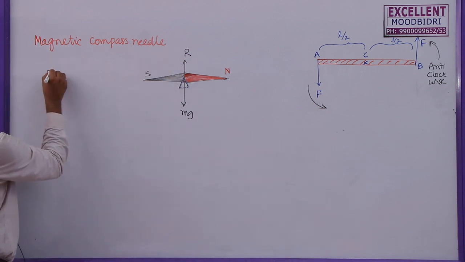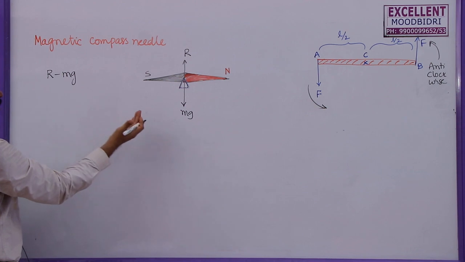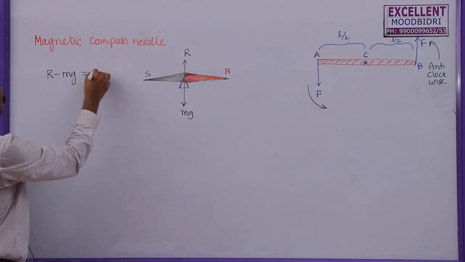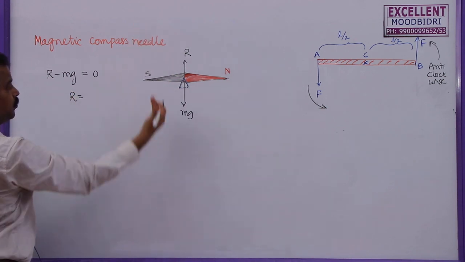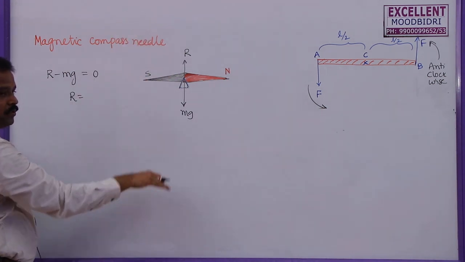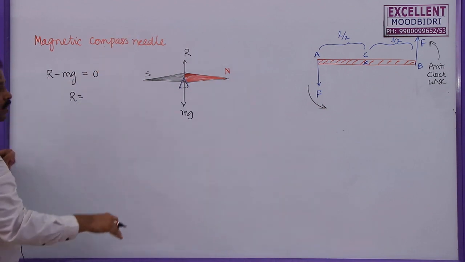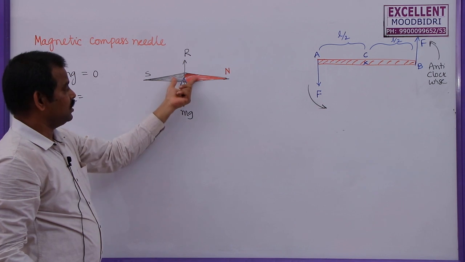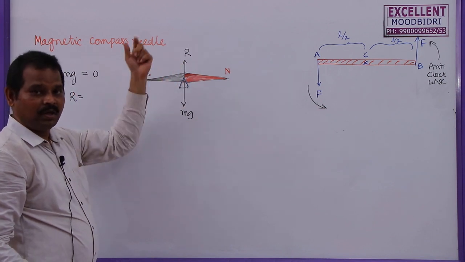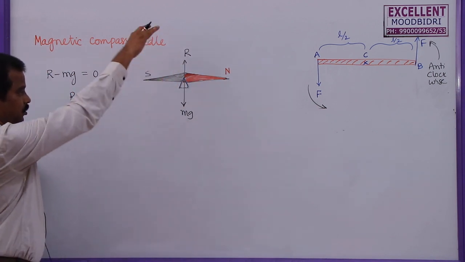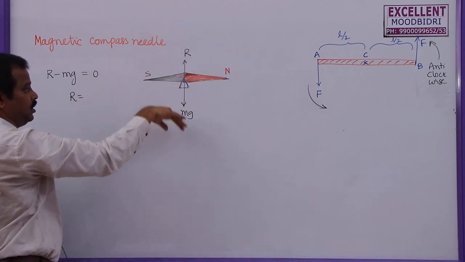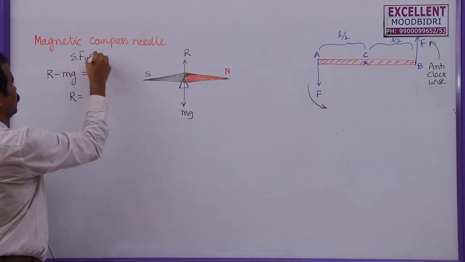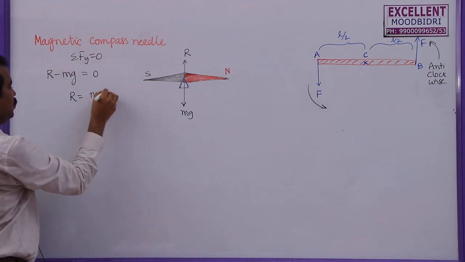We can say R minus mg. You take any one force positive, the other force automatically will become negative. This is equal to 0. So as it is not moving upwards or downwards. If there is a motion for this compass needle either in upward or downward direction, let us say this compass needle is going up, then R minus mg is equal to mass of this needle times acceleration, that we studied in apparent weight of a lift. Here, as there is no motion of this needle along the vertical direction, the net force must be 0. So that's why R is equal to mg.